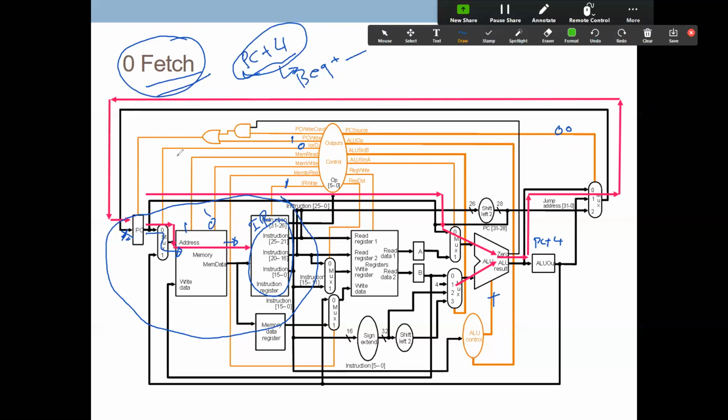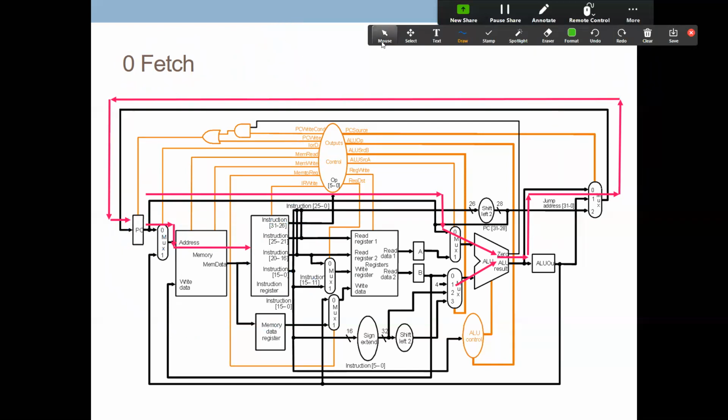Okay, so this is what we did. So we fetched the instruction, okay, and we took the PC plus 4 and we calculated it and stored it in the program counter. So keep this in mind, that now the PC is already storing PC plus 4. So when we go to the next state, remember that now we have PC plus 4 stored. Okay.